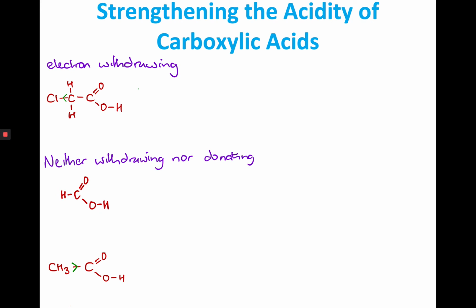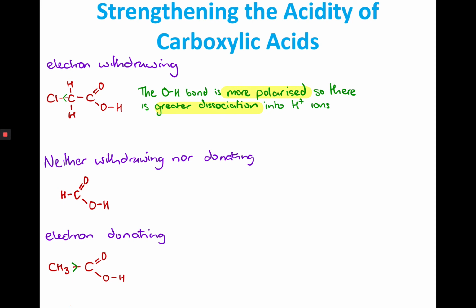In the case of methanoic acid, we're treating the hydrogen as neither withdrawing nor donating, because we're comparing it to what else is attached in the other two compounds. And then, like when we did carbocations, one of the things we knew about alkyl groups is that they were electron pushing, or electron donating. We can represent that with an arrow going from left to right. So what does that mean? Why does that have an effect?